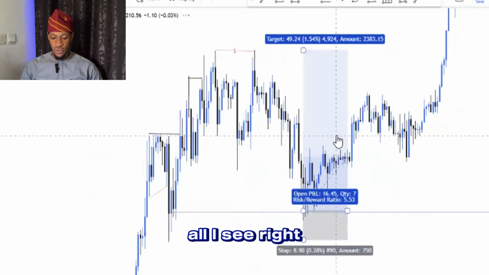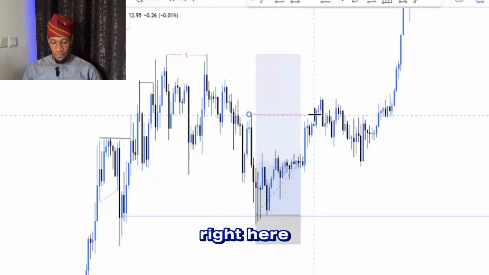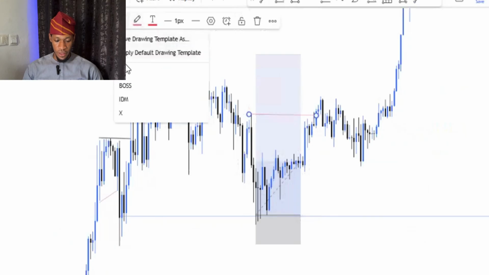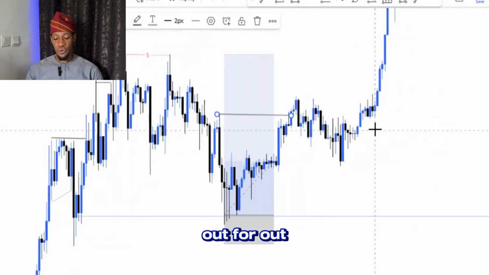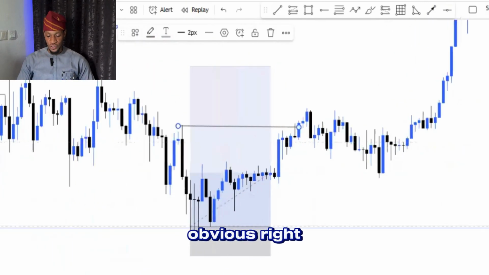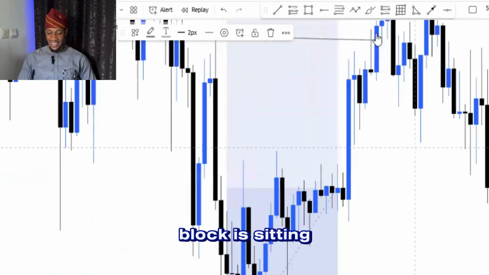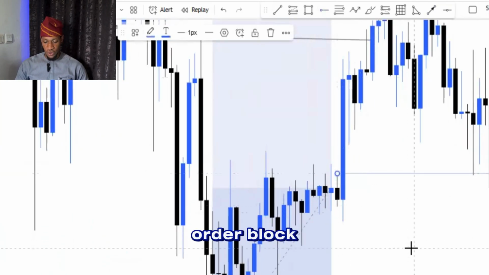Okay, so now this is a trade that I sent out on gold on the 30-minute time frame. So all I see right here was that after we had this break of structure right here, the next thing I do is look out for my order block. So fetching out my order block, guys, is clearly obvious right here. The order block is sitting around here, guys. You don't need to be a genius. This is the order block right here.